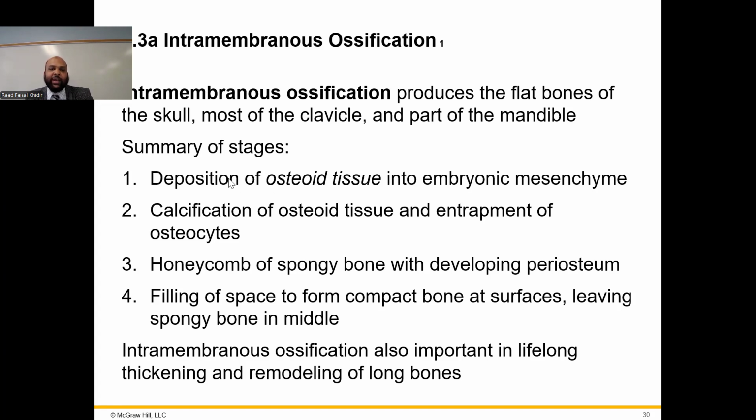So what are the stages of intramembranous ossification? The first stage is the deposition of the osteoid tissue into the embryonic mesenchyme. When we deposit osteoid tissue in the embryonic mesenchyme, there is a calcification of the osteoid tissue and entrapment of the osteocytes. The first step is the deposition of the osteoid tissue into embryonic mesenchyme.